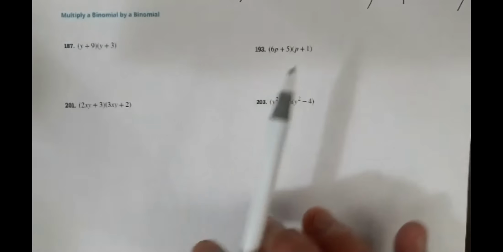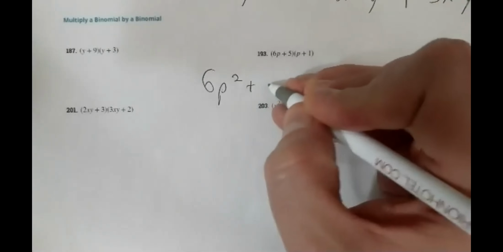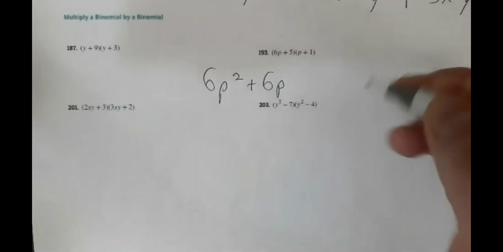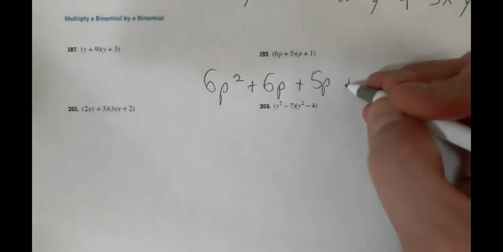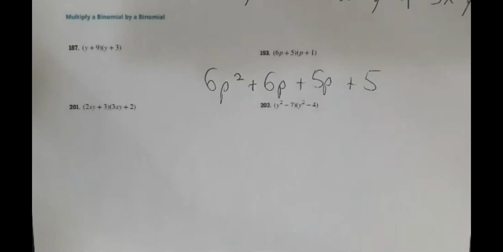But this one, we're doing some distribution. So 6p times p should give me what? 6p squared, and I have plus 6p times 1 should give me plus 6p. The next thing should be plus 5p plus 5. So that is the distribution step. If you get that much, you know how to do the distribution part.